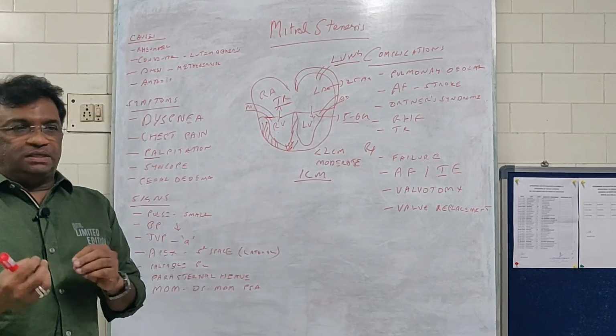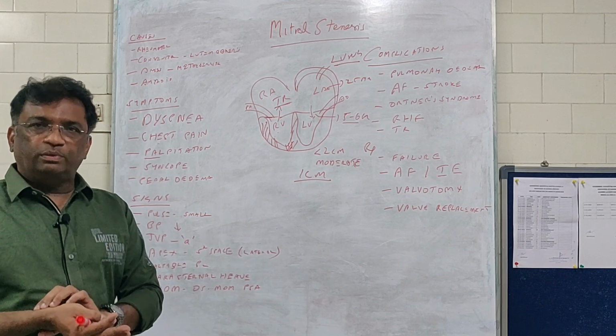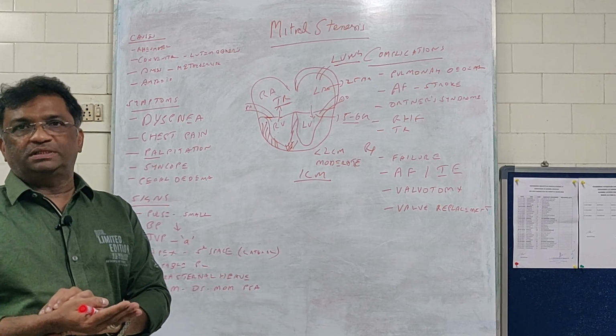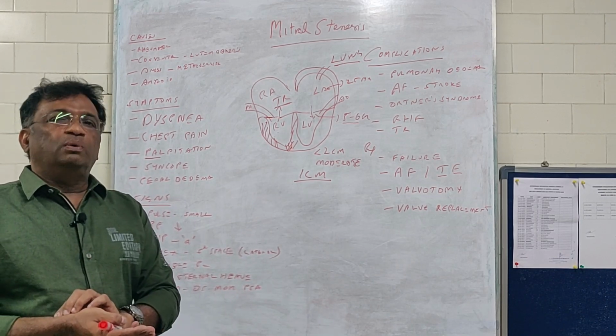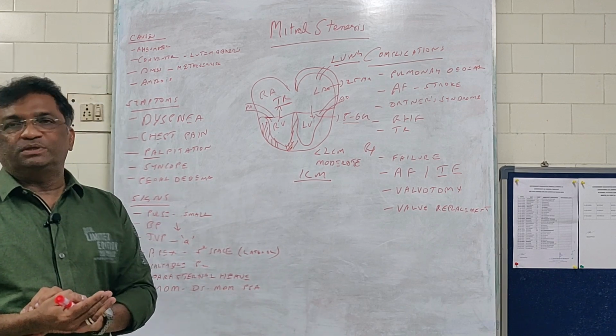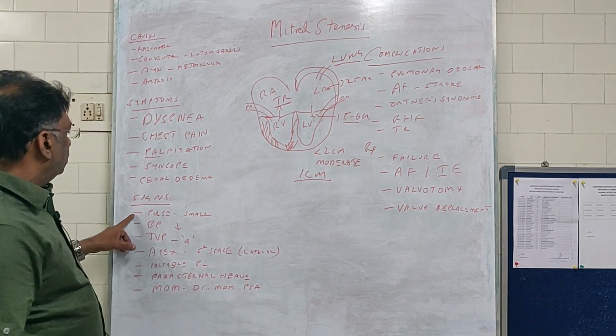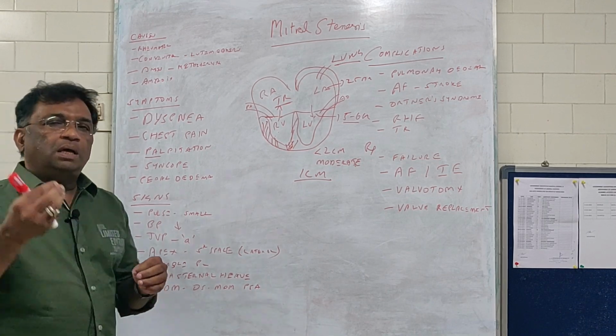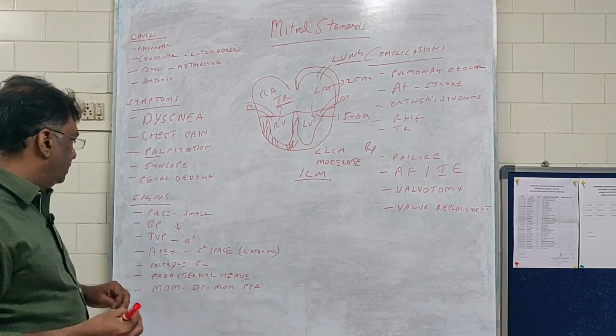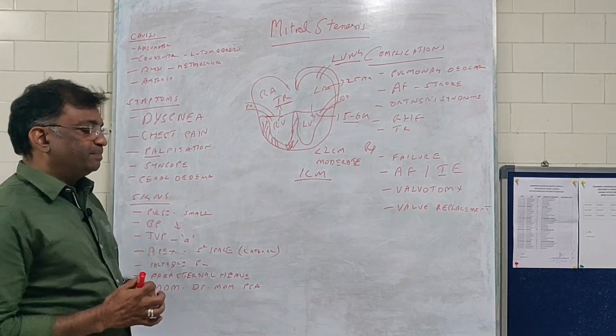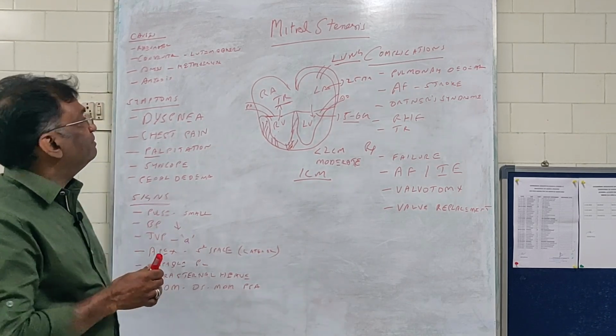Starting from pulse. Because the left ventricular output is reduced, you will have a small volume pulse. Most of the time, you will have an irregular pulse because the patient will be in atrial fibrillation. Okay, so you will have a small volume, irregular pulse. The BP is going to be on the lower side. What will happen to the JVP? You will have a prominent V wave in the JVP.